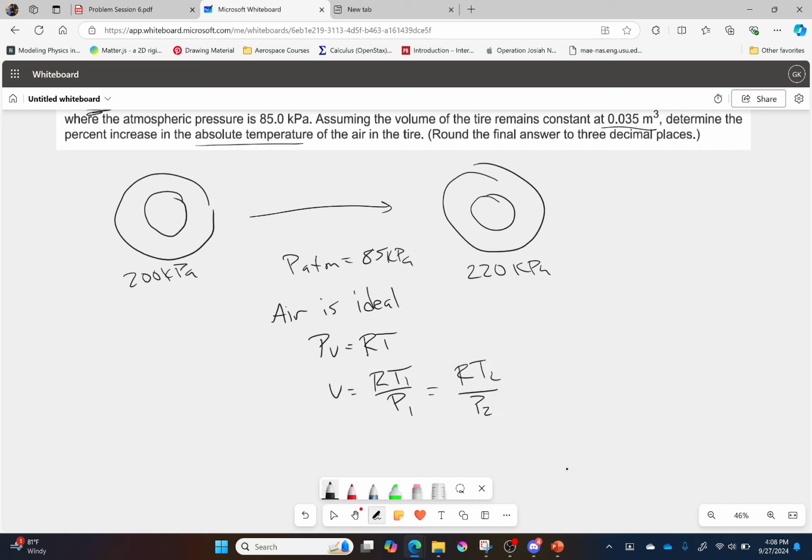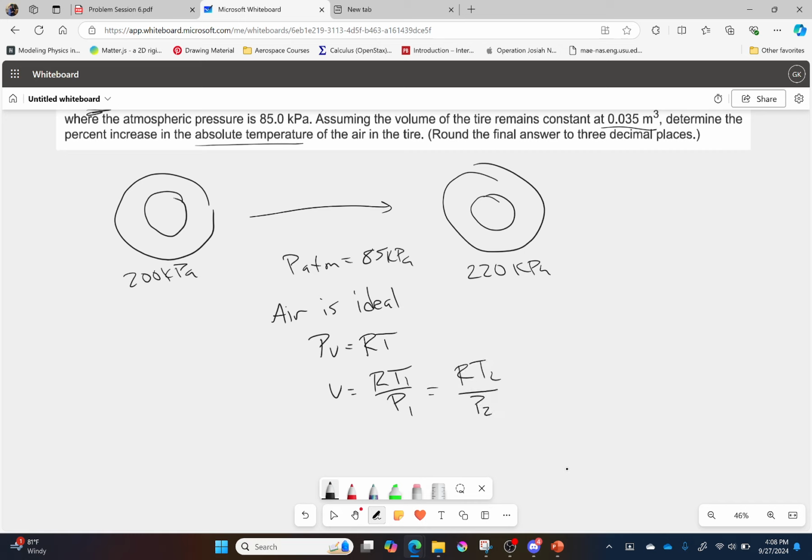Like, Dr. Kidd, where are you going with this? You'll see in a second. So if I cancel the R's, because they're both there, I can then rearrange this a little bit. And what I then get is that T2 over T1 is equal to P2 over P1. And this right here can give me the percent difference without knowing either of the temperatures. I don't actually have to know them to be able to calculate this.